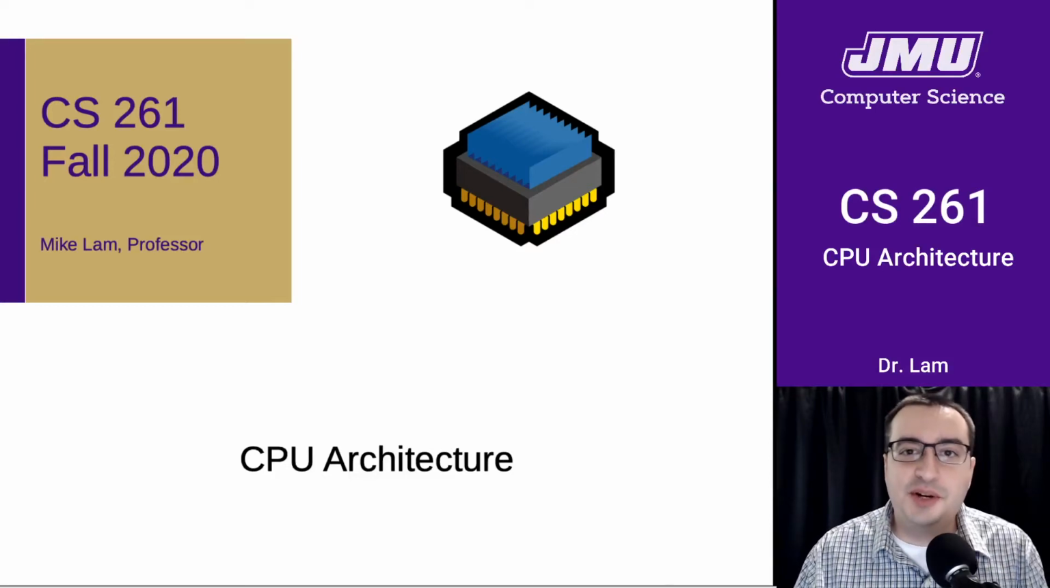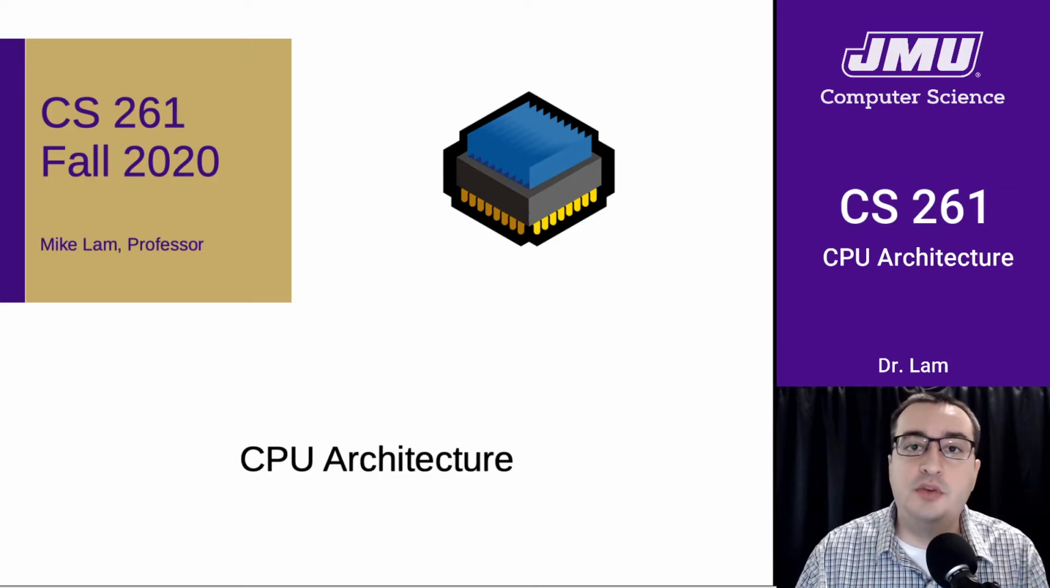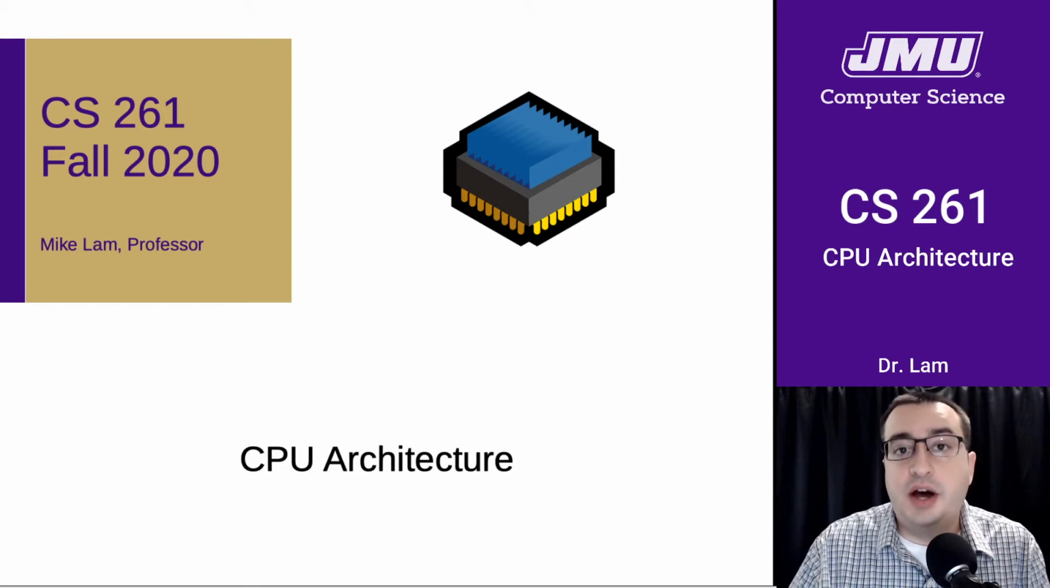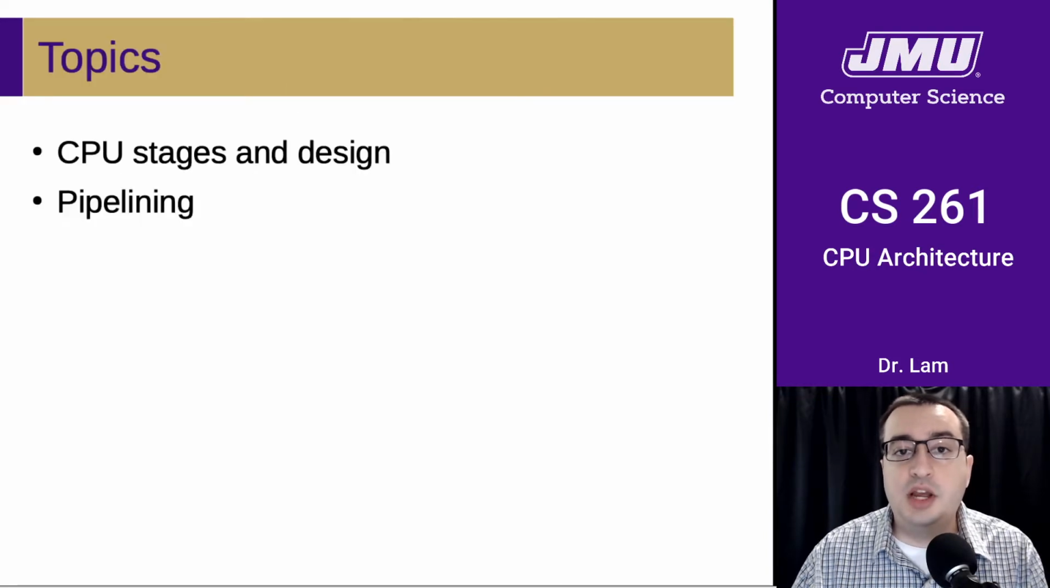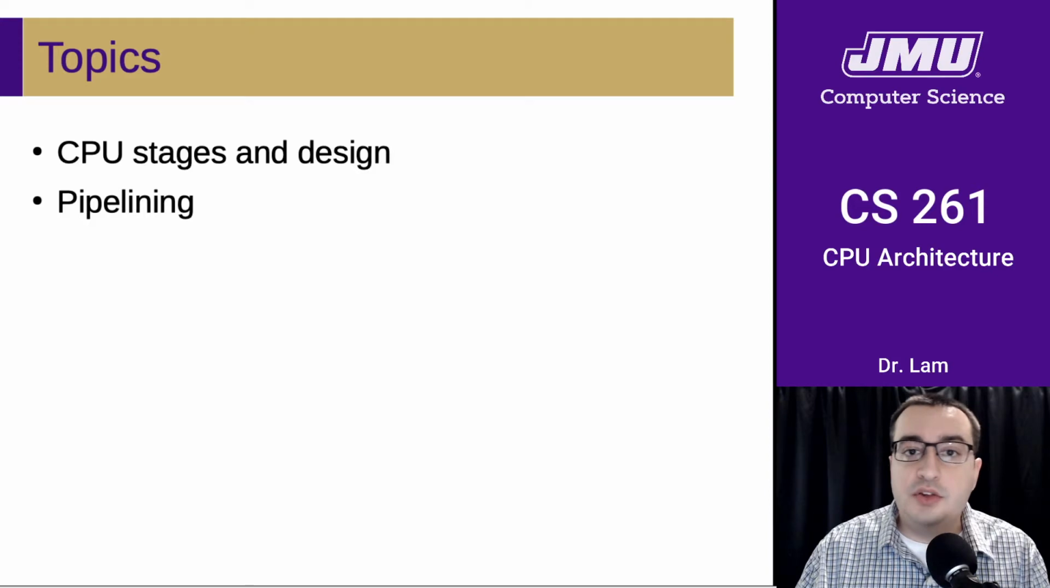All right, so now we're going to put all the pieces together and talk about the architecture of an entire CPU. And we're actually going to talk about this in two pieces. In this first piece, we're going to be talking about some of the concepts in general, and then in the second piece, we're going to apply it to a particular architecture, specifically the Y86 architecture from your textbook. So in this piece, we're going to be talking about CPU stages and design and pipelining. So let's start with the first one.